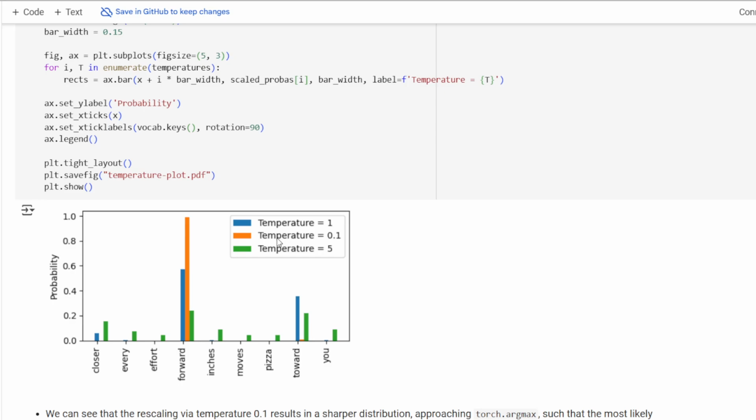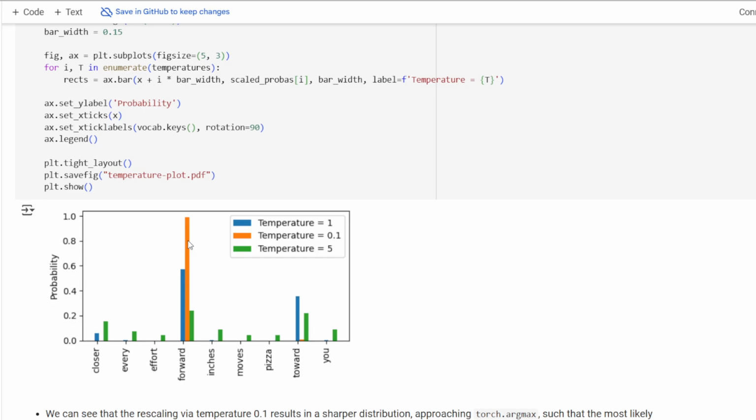Now, when we apply 0.1, we're making it more deterministic. We are removing variability, right? Because when it's 0.1, we are blowing up the probabilities for some tokens and reducing for others. So as you can see, forward is now being predicted almost all the time, like 98% or 99% of the time, because the temperature has been reduced to 0.1. So it's not creative at all.